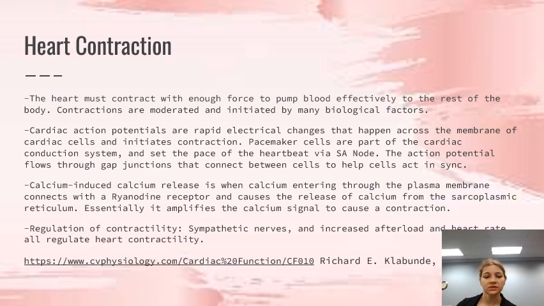So let's dive in a little bit deeper about the cause of heart contraction. Calcium-induced calcium release is when calcium entering through the plasma membrane connects with ryanodine receptors and causes the release of calcium from the sarcoplasmic reticulum. This action amplifies the calcium signal within the heart and signals pacemaker cells to cause the contraction. This contractility is monitored by our sympathetic nerves, as well as increased afterload and your heart rate.